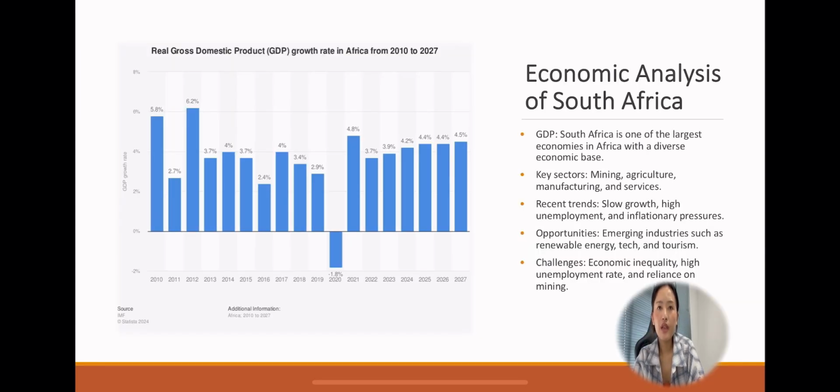South Africa's economy is diverse, with sectors like mining, agriculture, manufacturing, and services driving growth. However, recent trends show slow economic growth with persistent unemployment and inflation. These economic challenges are significant, but opportunities exist, particularly in emerging industries such as renewable energy and technology. Understanding the economic environment is crucial for businesses looking to invest in South Africa.